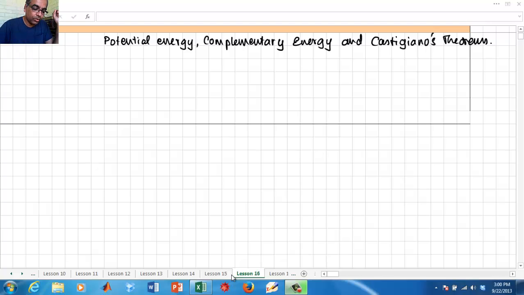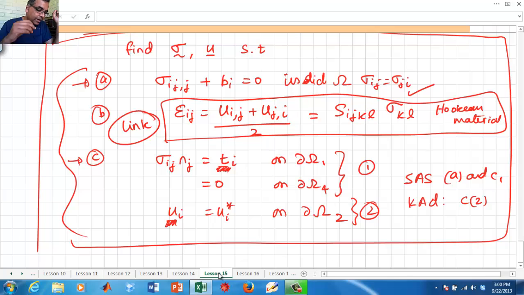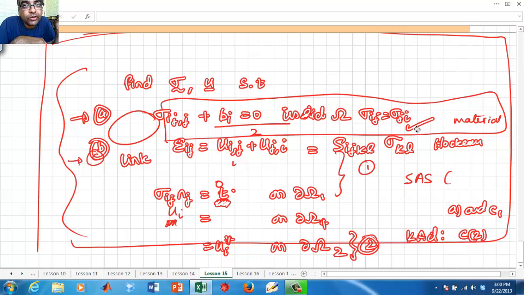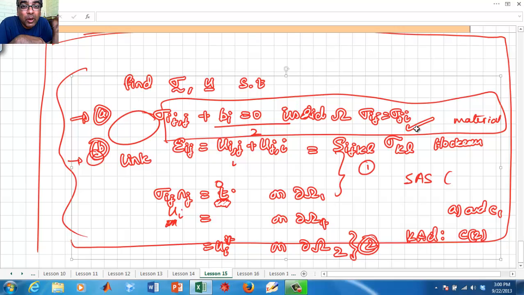Last class we looked at the basic boundary value problem for elastic bodies. Find stress and displacement such that the equations of equilibrium and the constitutive equations are met. This has to be inside the body. So the equations of equilibrium and constitutive equation have to be met inside the white part of the potato.